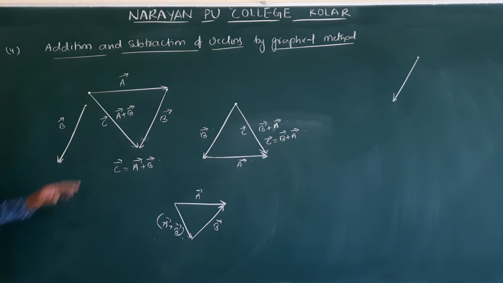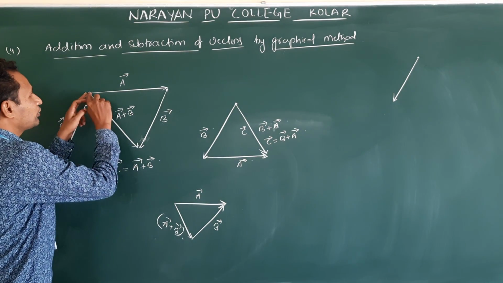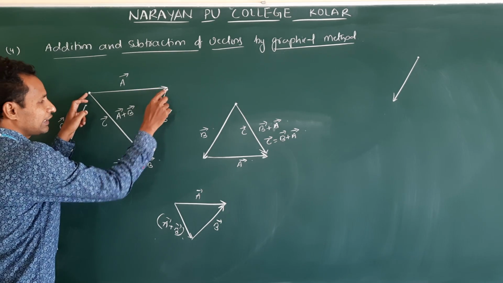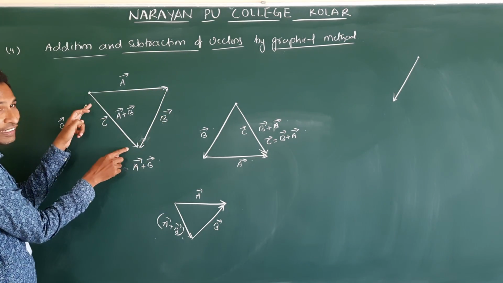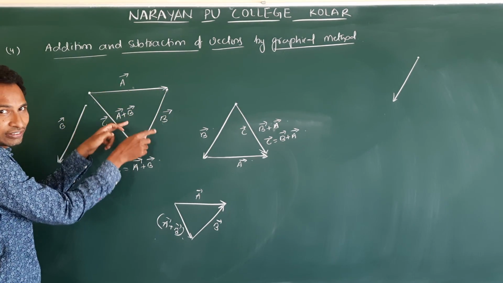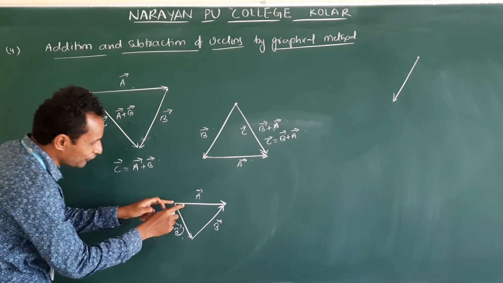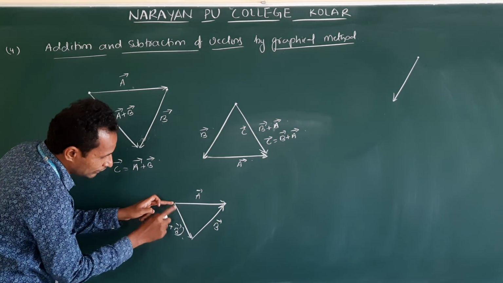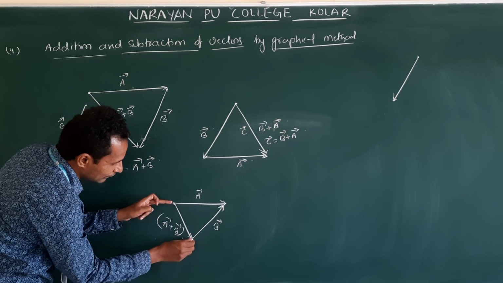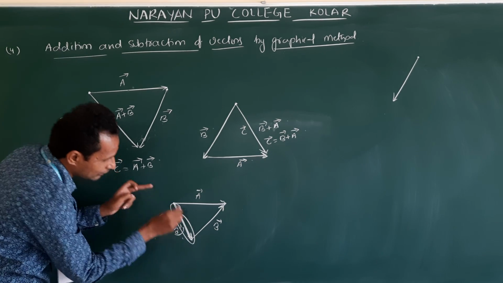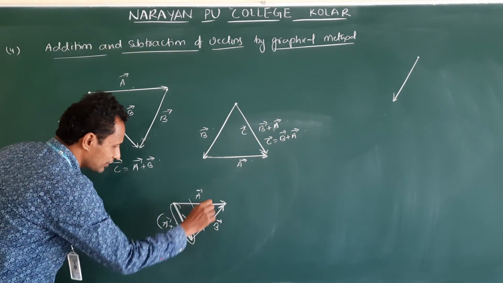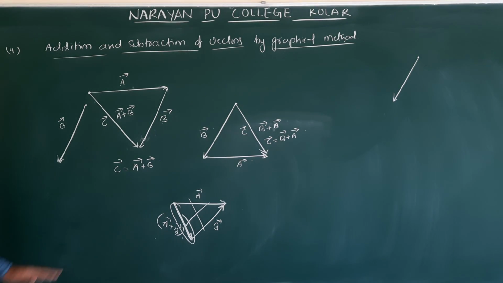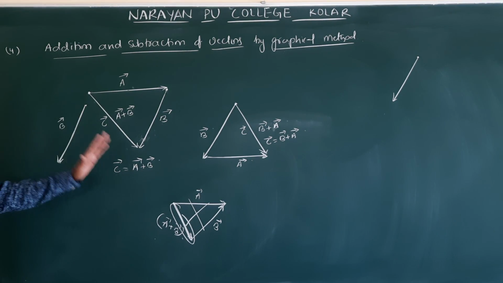Understand? So, what we have to follow? Tail, head. Then the closing side gives the addition. Understand? Here what will happen? Tail, head. Here, this tail and this tail. This is not correct. So this procedure is wrong. I hope you all understand. Clear?